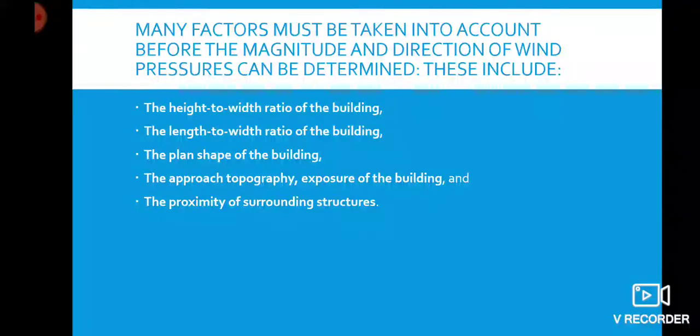Now we'll be talking about the factors that should be taken into account before the magnitude and direction of wind pressure can be determined. These include the height to width ratio of the building, the length to width ratio of the building, the plan shape of the building, the approach topography exposure of the building, and the proximity of surrounding structures. Account must also be taken of unlikely openings in the building, because the entry of wind will exert a positive pressure on any walls or ceiling encountered. This internal pressure must be added to or subtracted from the external pressure.